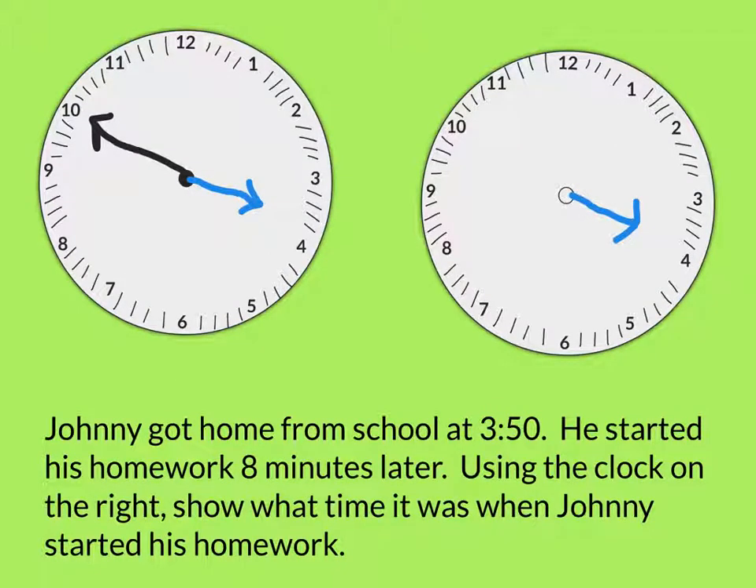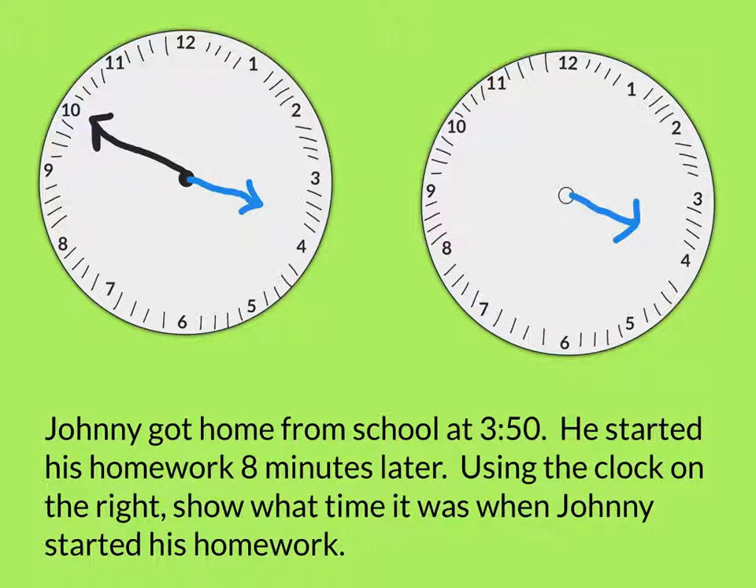Now let's try a story problem. Story problem reads, Johnny got home from school at 3:50. He started his homework 8 minutes later. Using the clock on the right, show what time Johnny started his homework. Okay, the clock on the left is the time that Johnny got home. As we can see, it shows 3 because the hour hand is between the 3 and the 4. So that means we have 3 for the hour. And it shows 50 because the minute hand is on 10.